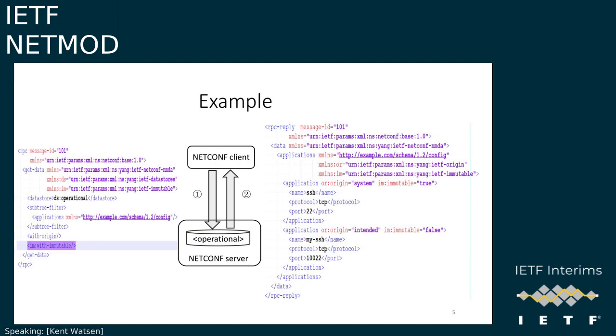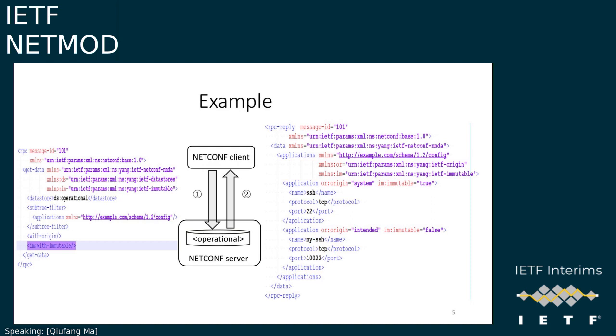Kent. Yes, as a contributor. In the previous slide, you mentioned that the immutable flag was hierarchical. I'm not sure what the default is, but above the two application elements is the applications plural node, and I don't see the flag specified there. I'm assuming the default is false. And if that's true, then the second application element, where it says immutable equals false, is probably not needed. Is that a true statement?